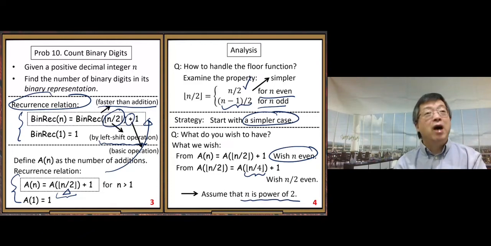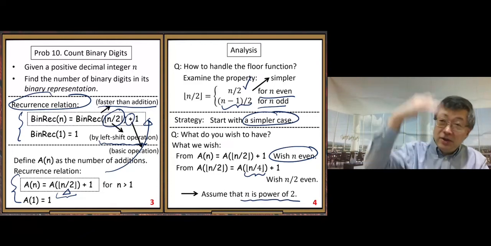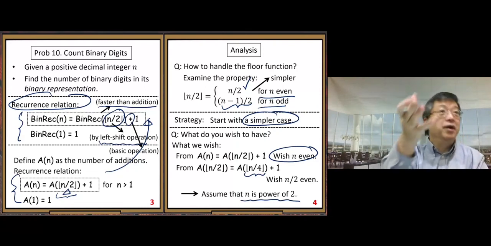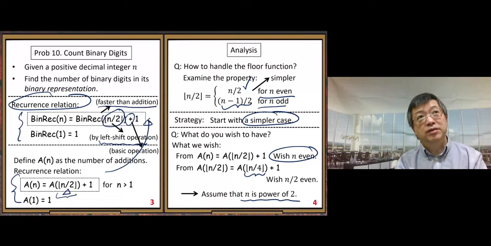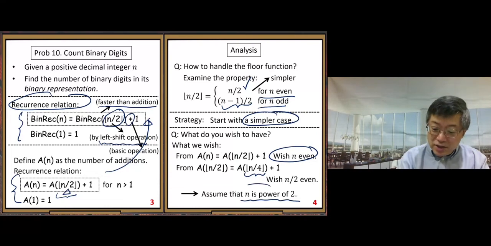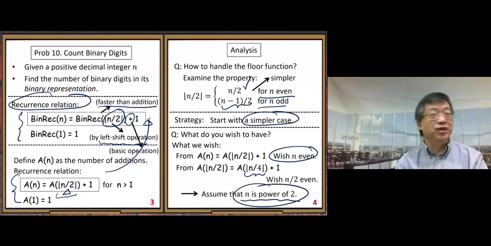Only when n is a power of 2 can you keep doing division by 2 and still get an integer number. You never need to drop any remainder. So that is the best situation we want to have.